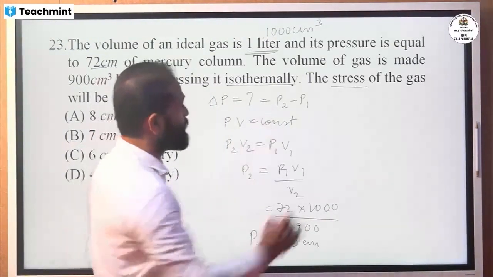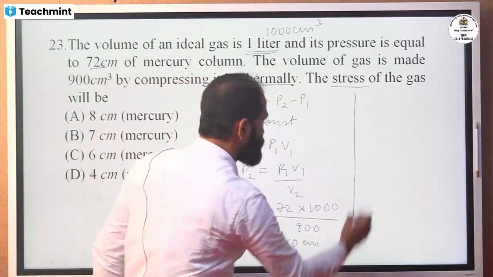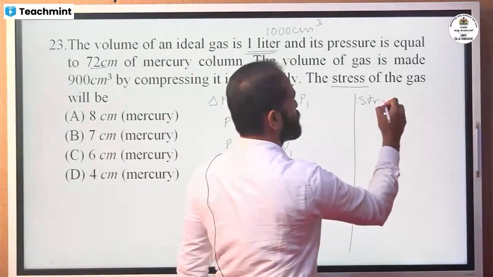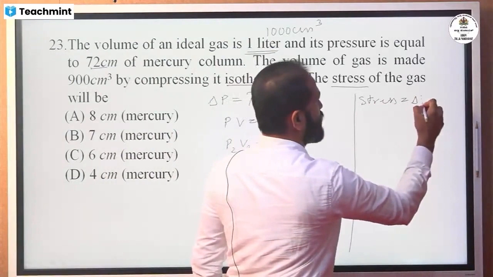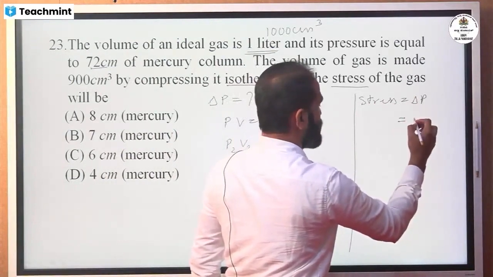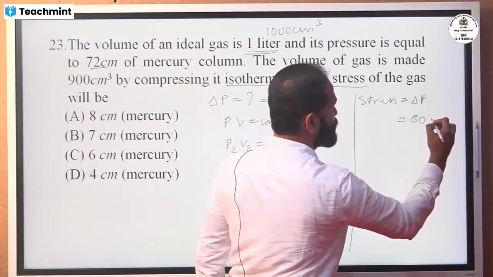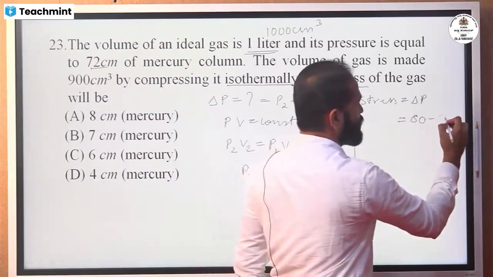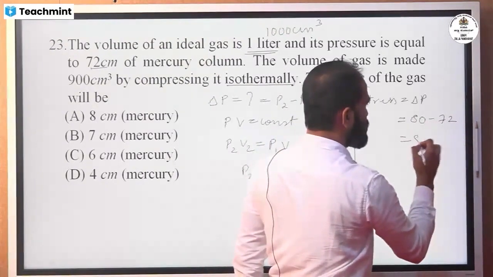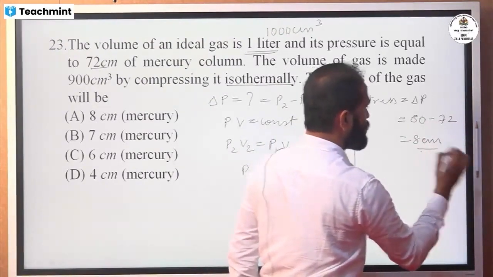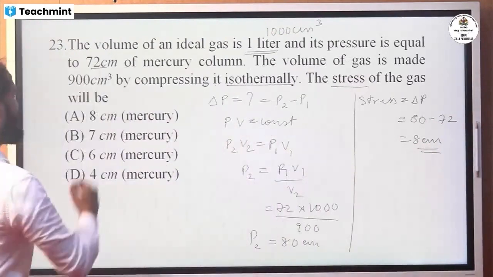want the change in pressure. So therefore, the stress is nothing but delta P. So delta P is the final pressure 80 minus the initial pressure 72. So the answer will be 8 centimeter of mercury column. That is option A.